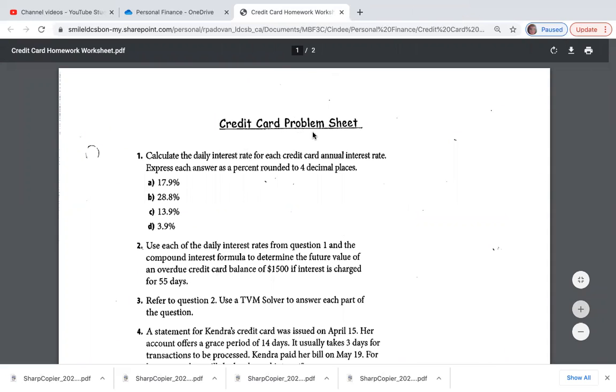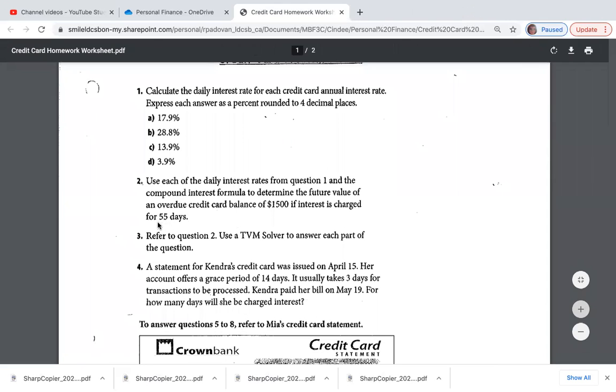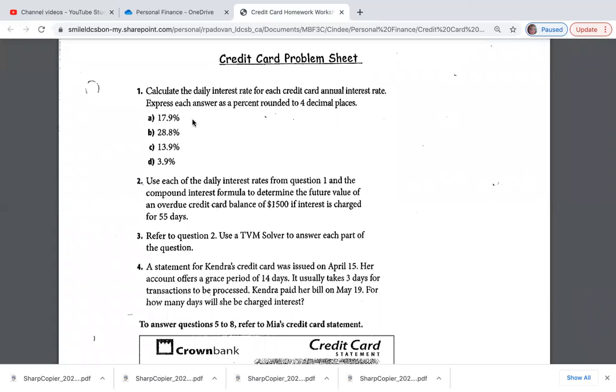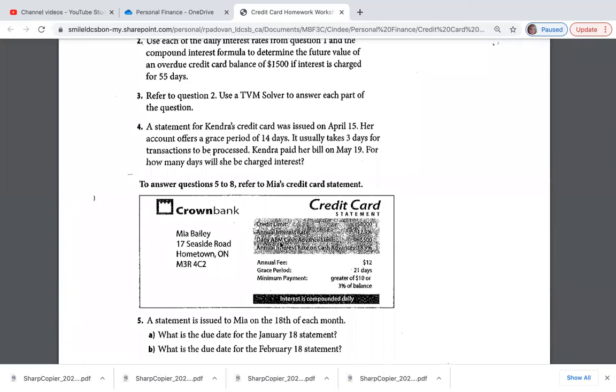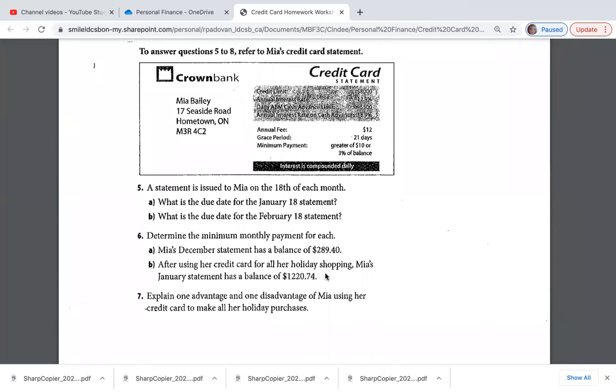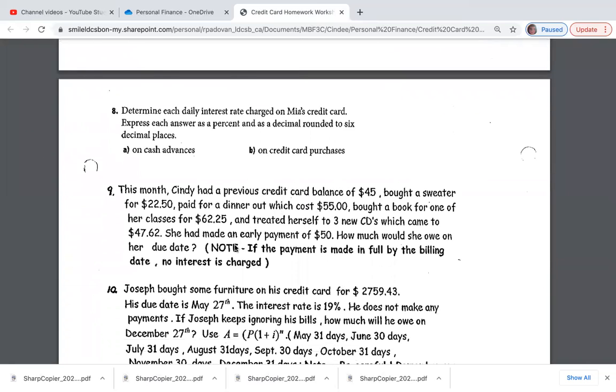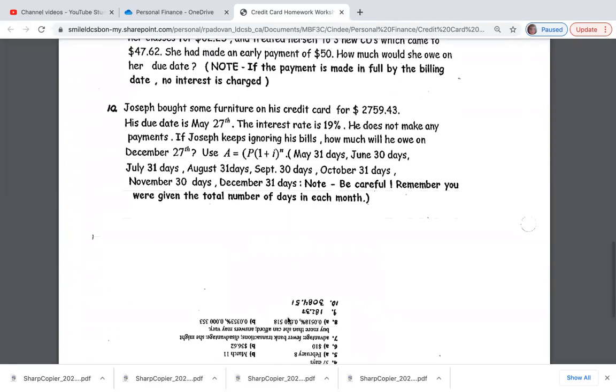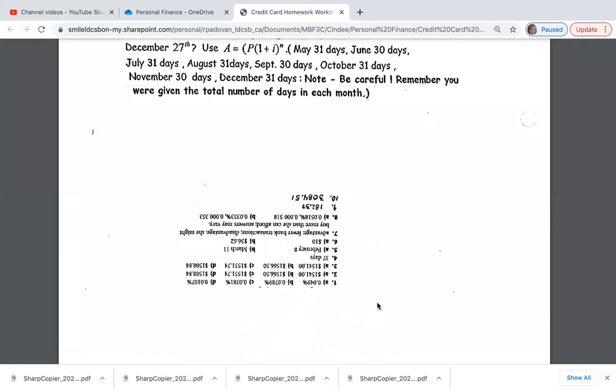So credit card problem sheet. Just like the last lesson where we did examples of figuring out the daily interest rate. So how much would they pay if they were paying interest for 55 days? Use that last example 3 from the last video to do 1 and 2. Number 3 is doing the same thing, but doing it online. Remember, using a calculator online. And then continue on with questions 4 to 7 from this worksheet. And you can look ahead if you would like, but for now, just do 1 to 7 and the answers are right there so you can make sure that you're okay.